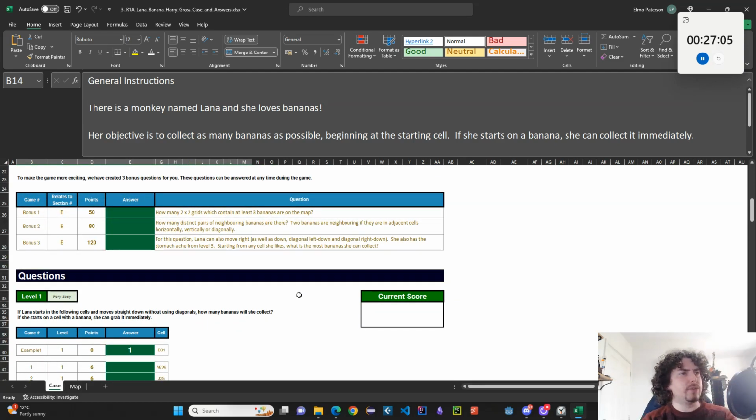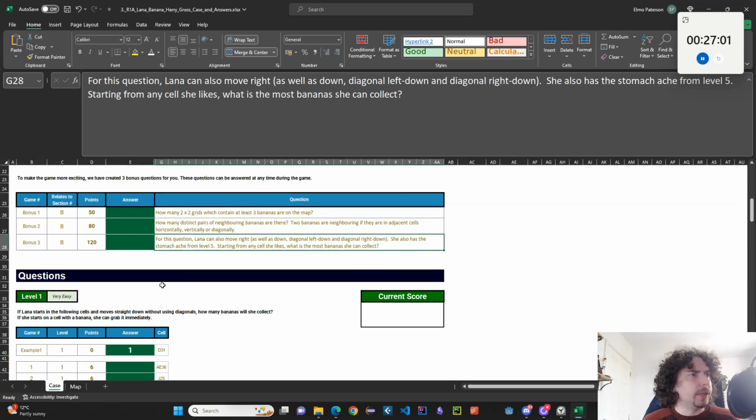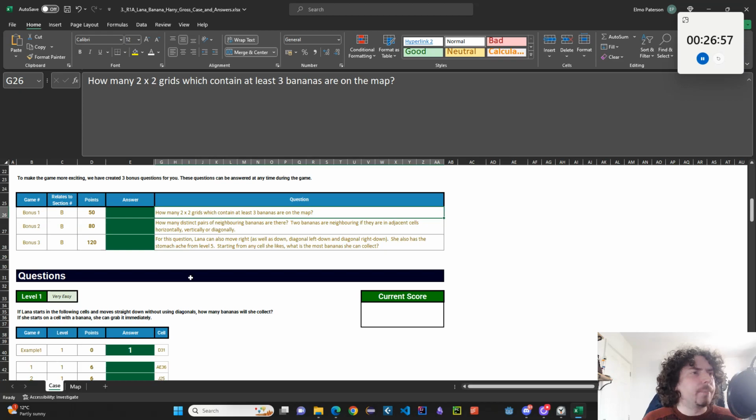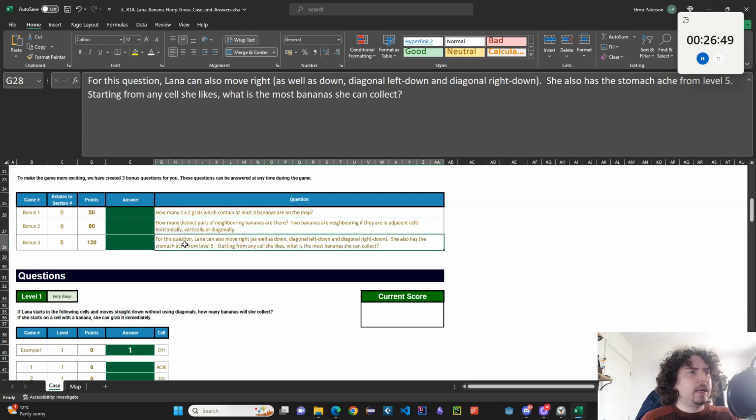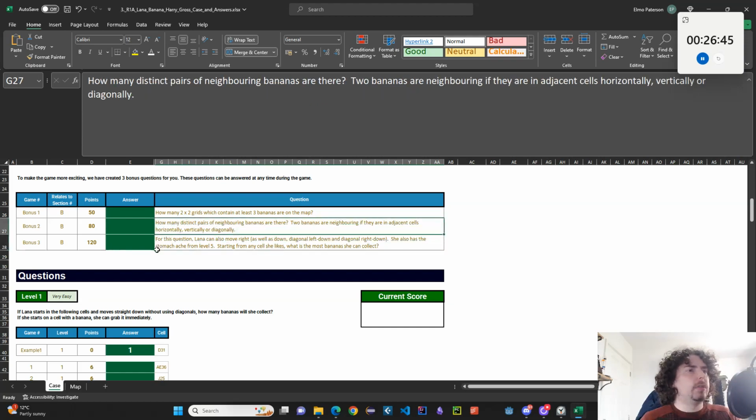On the live stream, you only get the bonus if you get it first out of your pair. So we should probably just jump in and answer these before we look too much further. How many 2x2 grids contain at least 3 bananas? How many distinct pairs of neighbouring bananas are there? Lana can also move right and has a stomach ache. Well, that's too difficult for now.